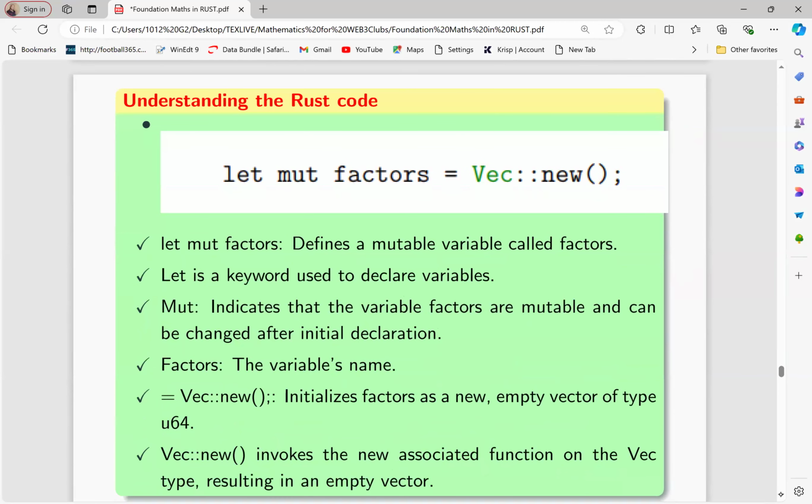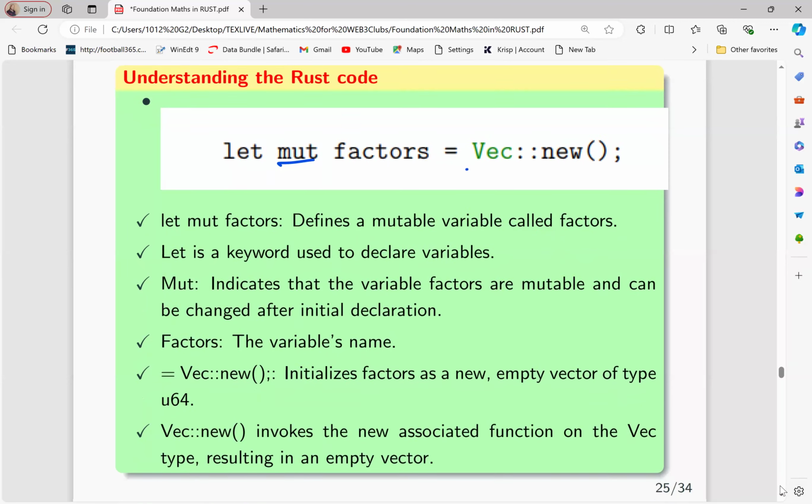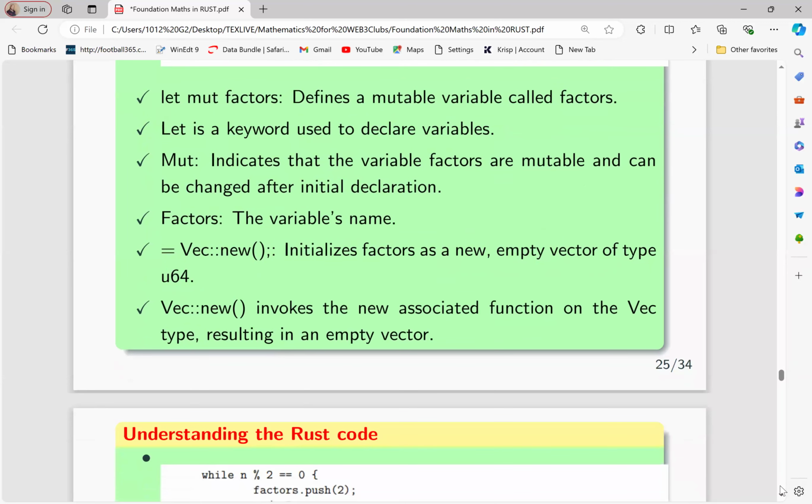Now there's this part that says let mut factors, and again mut we said is mutable. That means the numbers will be changing from time to time. So vectors, these vectors again will be changing. That's what it means. So this defines a mutable variable called factors. So let, we know what it means. Mut indicates that the factors will be mutable. That means they can change. After the initial vector, we shall get another vector that is different, and so on. We already know what u64 means.